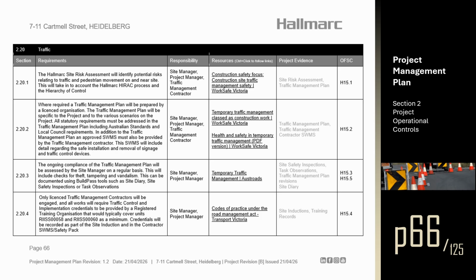Section 2.20.1. The Hallmarc Site Risk Assessment will identify potential risks relating to traffic and pedestrian movement on and near site. This will take into account the Hallmarc HIRAC process and the hierarchy of control. Section 2.20.2. Where required, a traffic management plan will be prepared by a licensed organization. The traffic management plan will be specific to the project and to the various scenarios on the project.